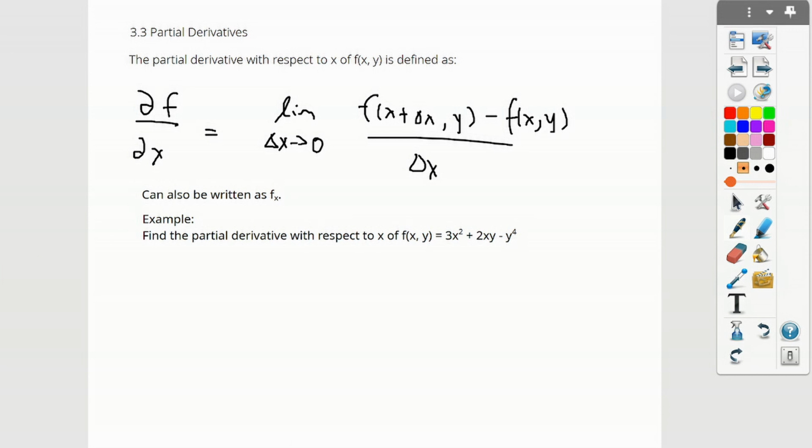I'm not even sure if I actually have that on film. So the lowercase delta is like that, the capital delta is like this. I'm sorry, that's the capital delta, the other one's the lowercase.